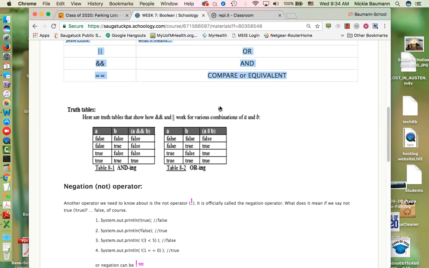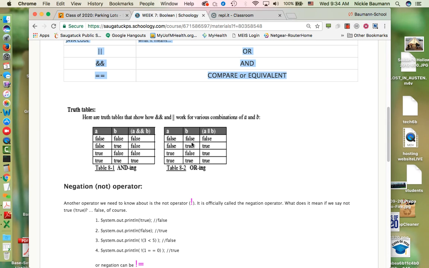So here's a truth table. So again, if we're doing an and comparison, if they're both false, it's false. If one is false and one is true, it's going to be false. Same with if the first one's true and the second one's false, it's going to be false. And if they're both true, it's going to be true.